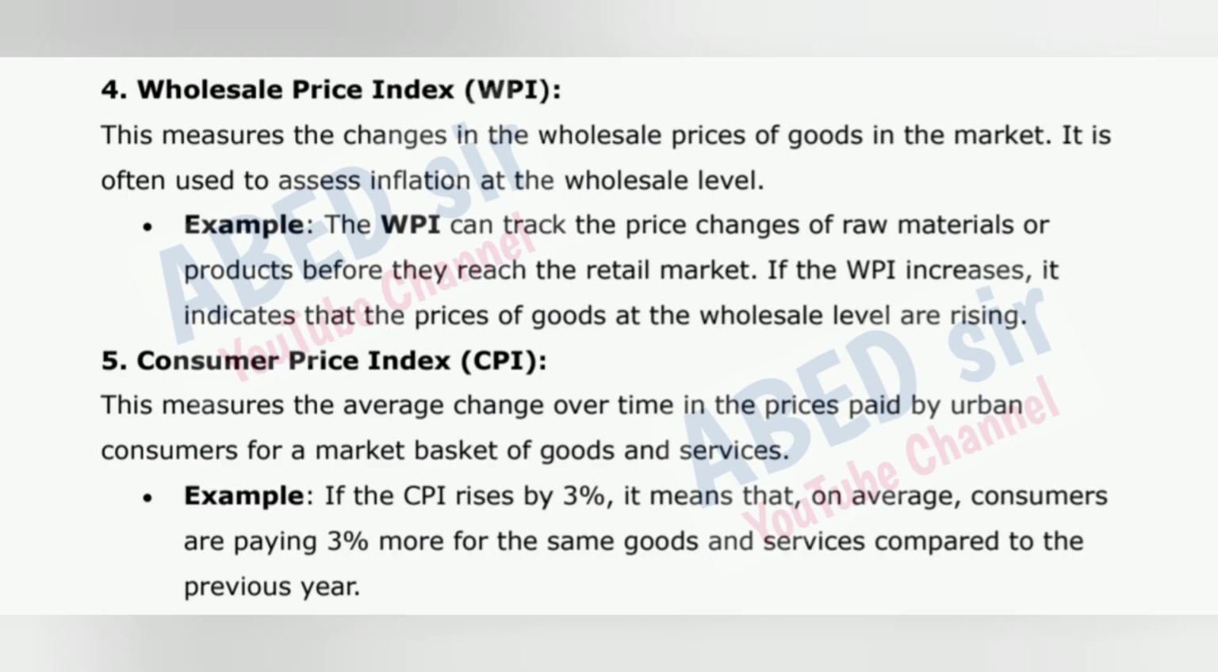5. Consumer Price Index, CPI. This measures the average change over time in the prices paid by urban consumers for a market basket of goods and services. Example, if the CPI rises by 3%, it means that, on average, consumers are paying 3% more for the same goods and services compared to the previous year.